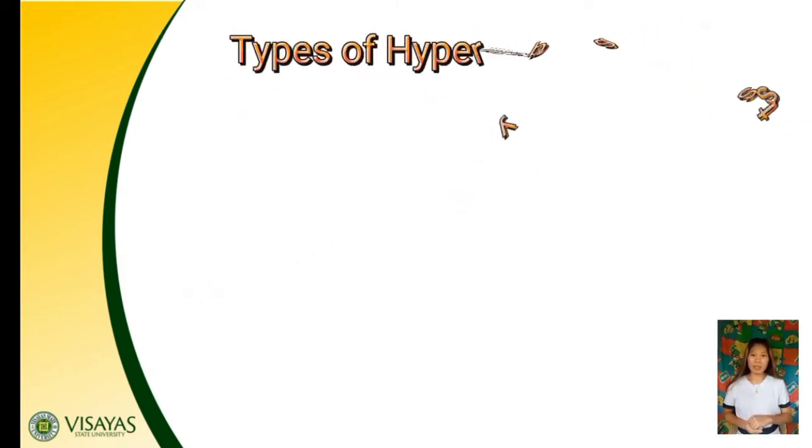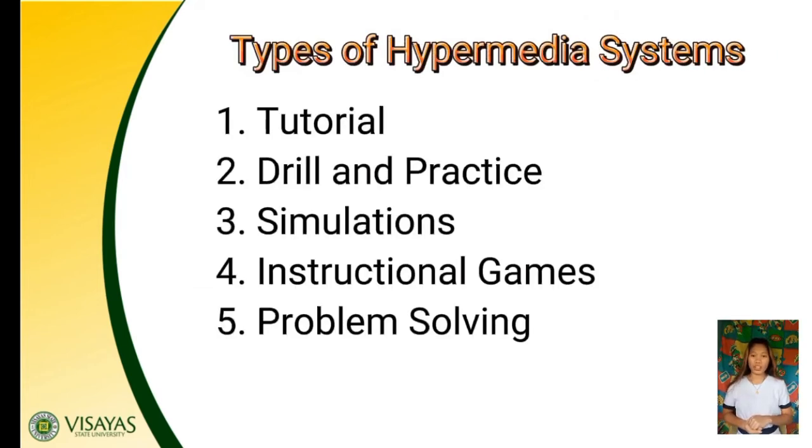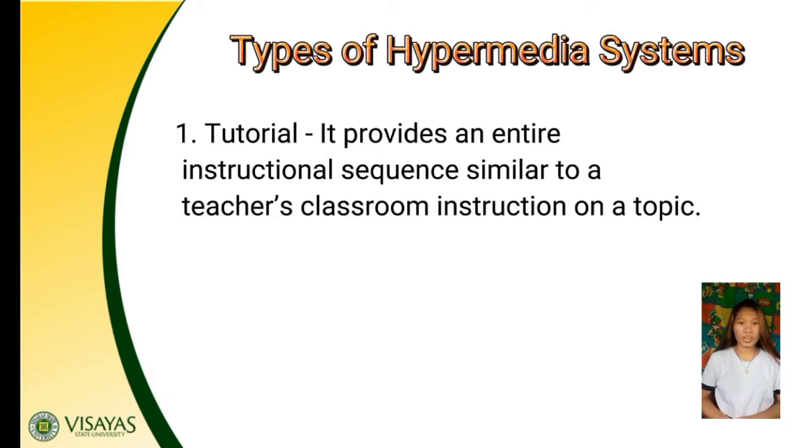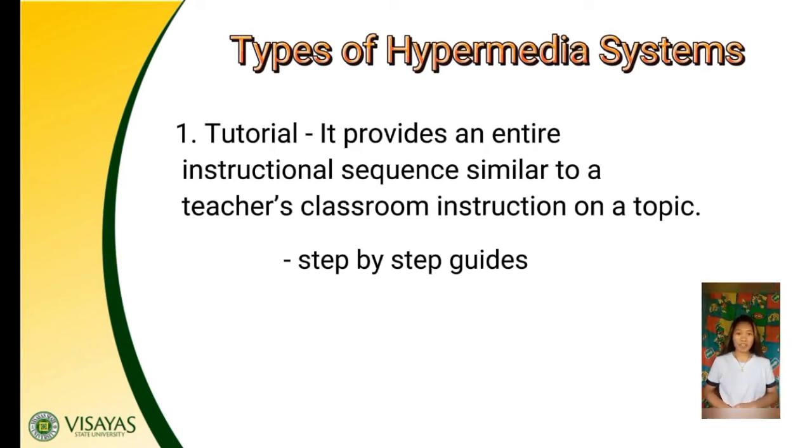Next are the five types of hypermedia systems: tutorial, drills and practice, simulations, instructional games, and problem solving. Tutorial software allows you to create interactive learning tools which help people to learn. Typically, tutorial software can create step-by-step guides which highlight areas of the screen so that the user can follow along and understand the process better. An example of this is mathandscienceforyou.com.